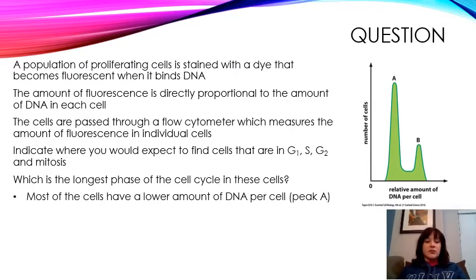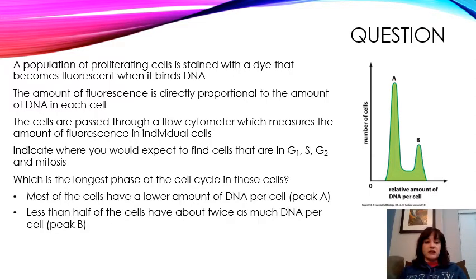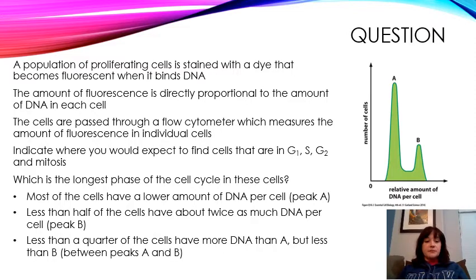Right? So again, most of the cells, as shown in peak A, have a lower amount of DNA. And then we've got a smaller portion of cells that have about twice as much DNA in peak B. And the smallest fraction of cells have a moderate amount of DNA.